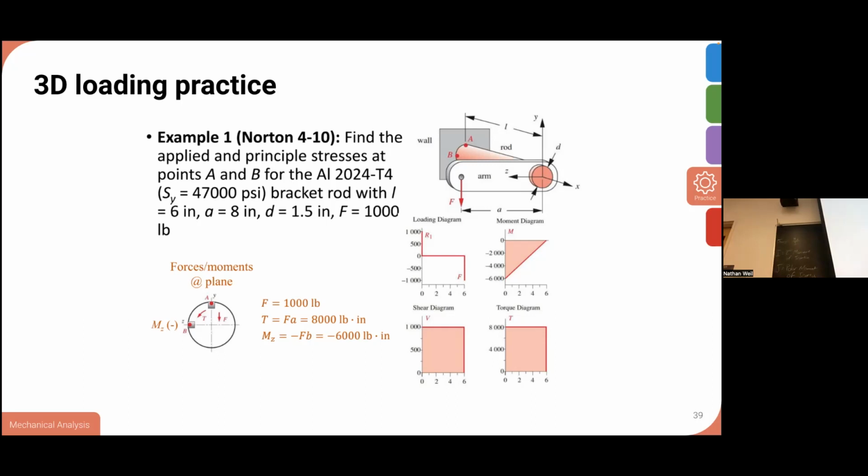Alright, I want to start thinking about the shear stress now. Let's figure out what the other one is. T is going to be your torque as that component, and that's going to be your explosive magnets.